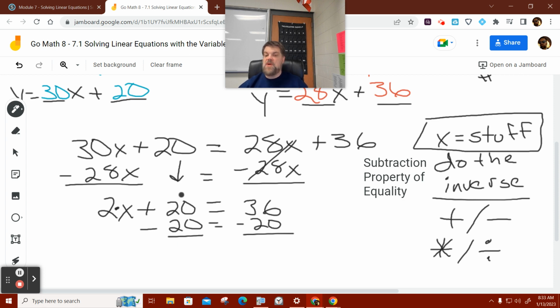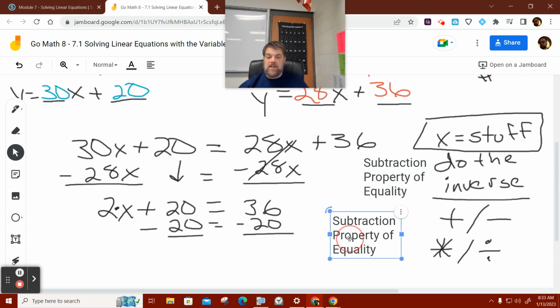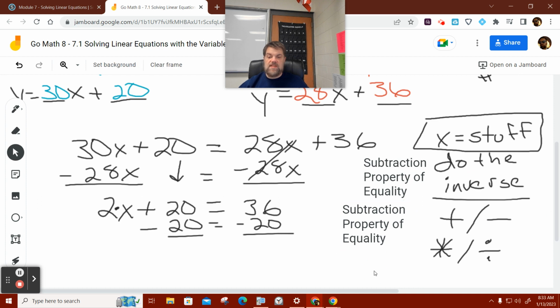Now, if I were to ask what property of equality that is, what would you say? It's the subtraction property of equality. So now we've used this property twice. What's 20 minus 20? 0. What's 0 plus 2x? 2x. So this cancels, and I'm just left with 2x over here. Now, on the right-hand side of the equal sign, what's 36 minus 20? 16. Cool.